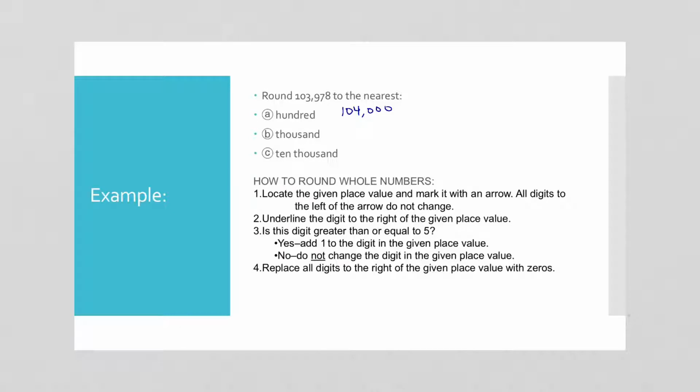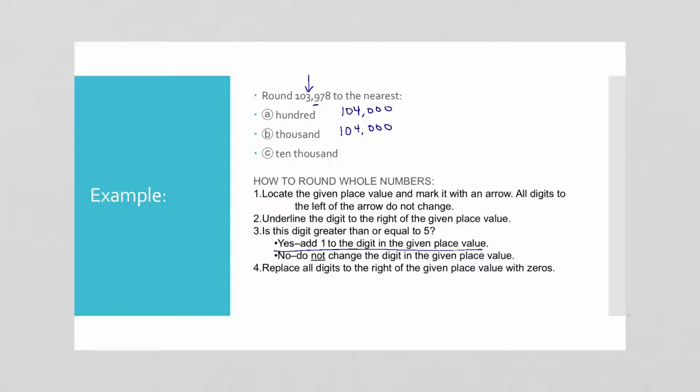Alright, so the next problem says we're going to round this to the thousand place. So I'm going to locate the thousands place. It's right there. Underline the digit to the right. It's a 9. So nothing to the left changes, unless of course you have a 9 there and then you have to round up. But we don't. We have a 3 this time. So to the right of the 3 is 5 or greater. So you add 1 to the digit in the given place. So I'm going to add 1 to that 3. So look at that. When you round to the hundreds and on the thousands on this one, you actually get the same answer. And that's okay.